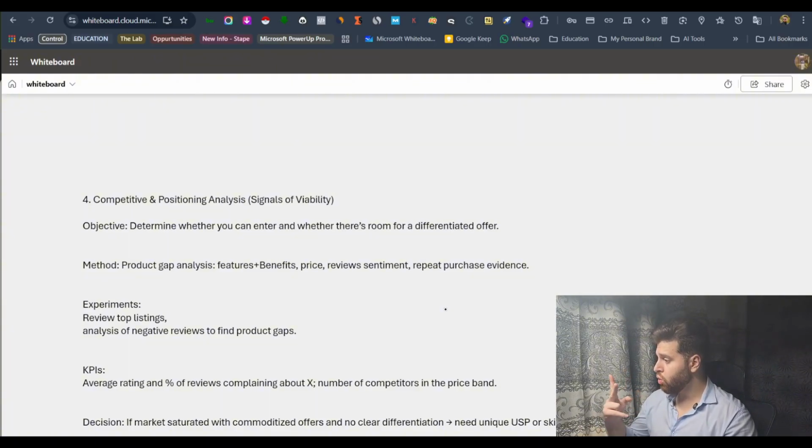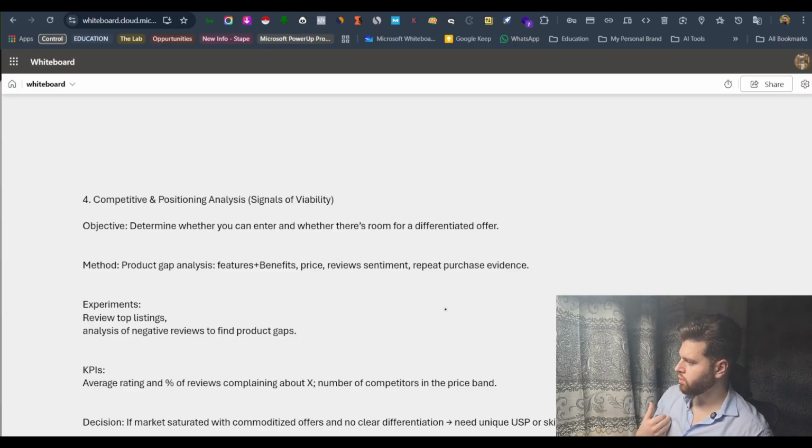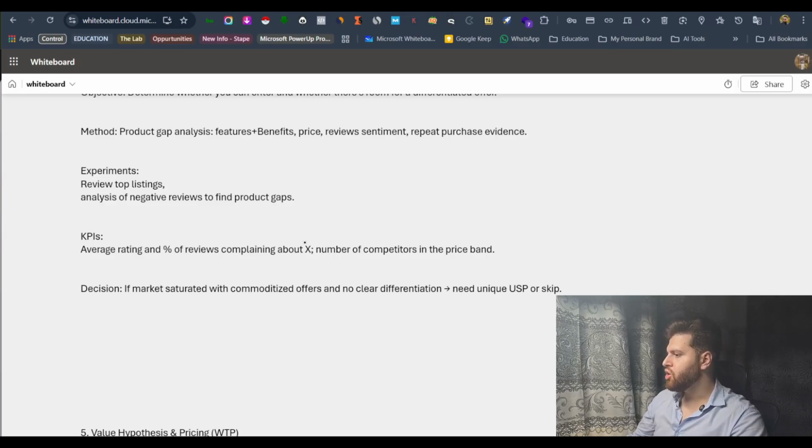You have actually two pieces of evidence. One is you're choosing the top 10, so it's evidence that this product is being purchased, but there is a problem that I can solve. You see, this is the mentality that you should come with. Your KPI here is the average rating and percentage of reviews complaining about the product, and number of competitors in the price band.